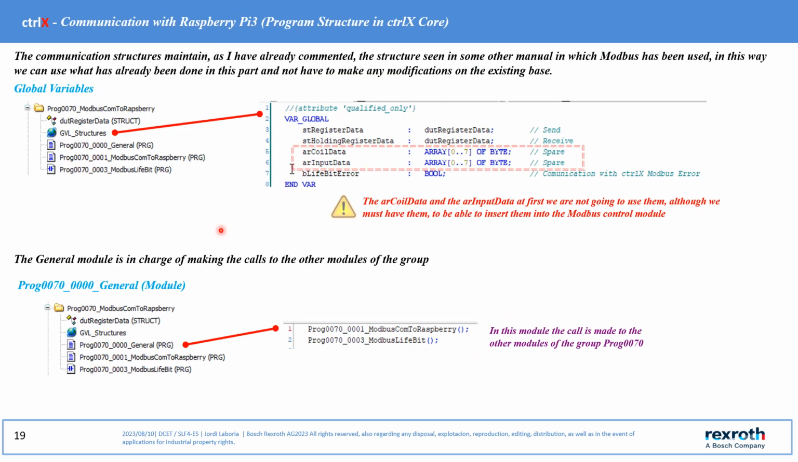When using the structure used in other manuals, we should practically not do anything in the way of managing Modbus Communication. The variables are coil data and input data, although they are not being used in any of the cases. We must still have them declared, since they must be included as data in the Modbus Control module. The module structure starts with the module with a general name and includes calls to the other modules in the group.